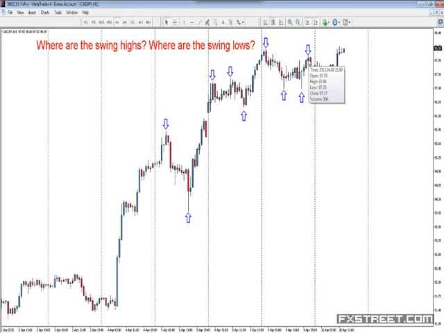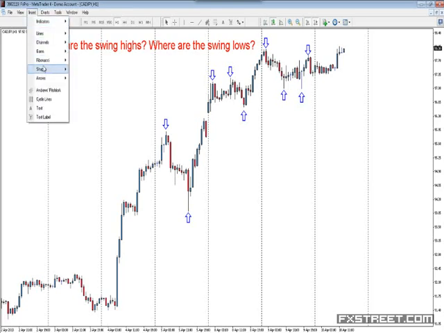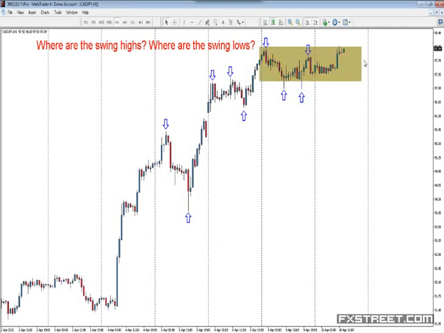This swing high here is at 97.84. This swing high here is at 97.99, 15 pips apart on a one-hour chart. This swing low here and this swing low here are one pip apart, so they're basically equal. What we can say about that is that we are, in essence, in a directionless range until we break out of it, and that's why we can draw a box around it.